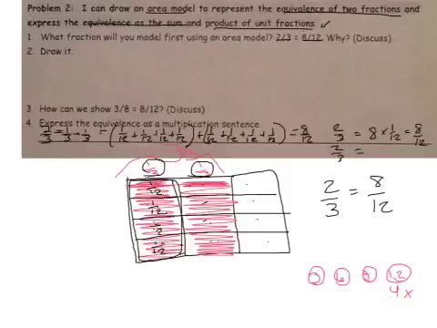Another way to show this is 2/3 equals 4 times 1/12, showing that first grouping we did over here, plus 4 times 1/12, which is that second grouping we did right here, equals 8/12. That's just another way we could do that.